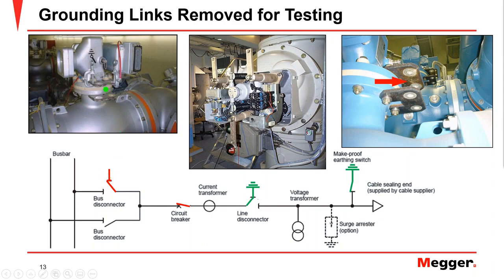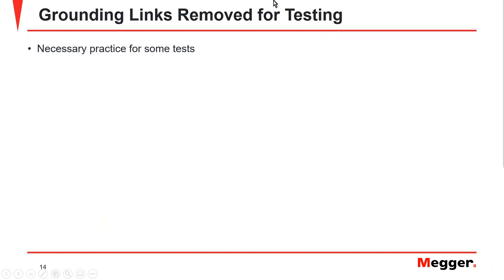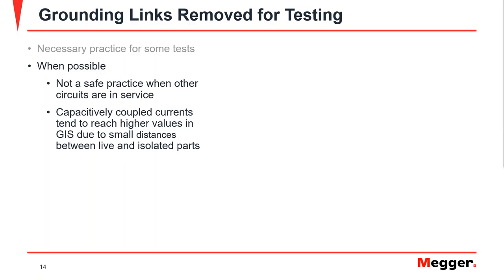So any induced potential is going to be present here, and that's what we are going to be talking about right now: the grounding links and what kind of challenges they pose. You need to remove these grounding links. Sometimes it's necessary for some of the tests. And when it is possible, it's not a safe practice if other circuits in the same GIS are energized, because now you have capacitively coupled currents that are going to induce high values between the live and the isolated part. So it's not a safe practice.